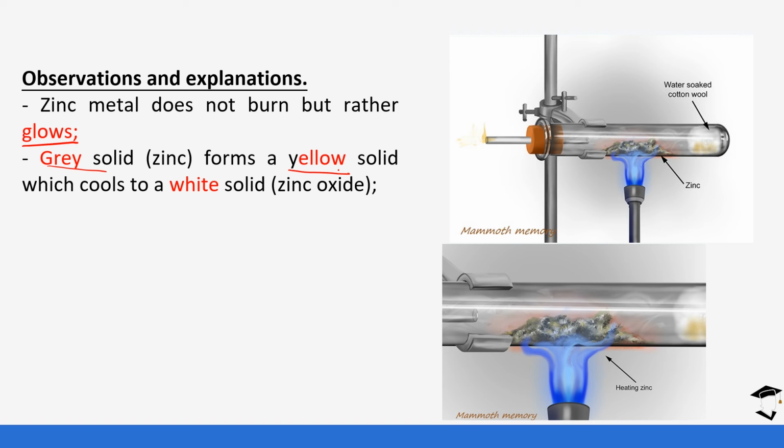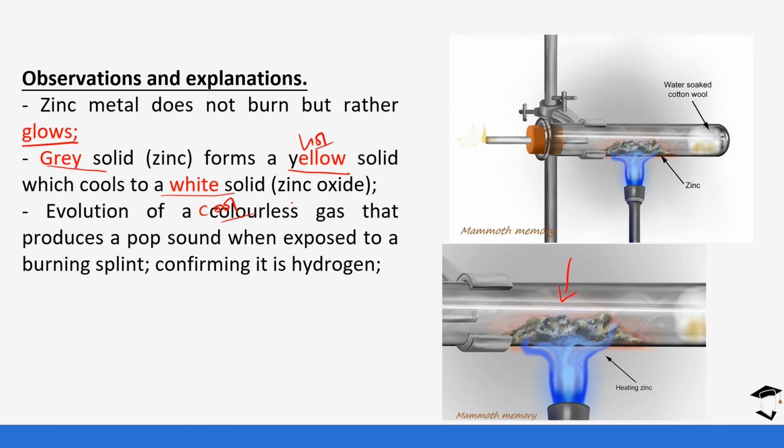And this yellow solid, as you can see from the images shown, cools to form a white solid. So the yellow solid is when it is hot, and then the white solid is when it is cool. So that is how it moves from gray to yellow, then to white. So you can mention the three colors, especially when you are explaining your observations. And then there was an evolution of a colorless gas, and the colorless gas produced a pop sound when a burning splint was introduced on the gas jar.